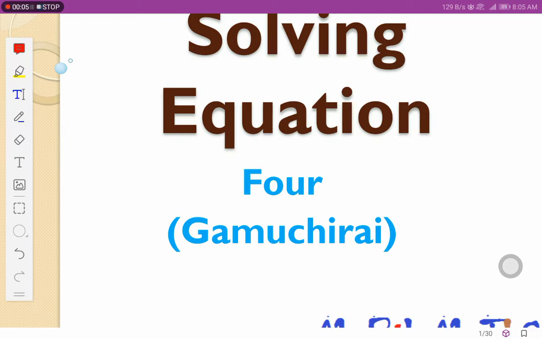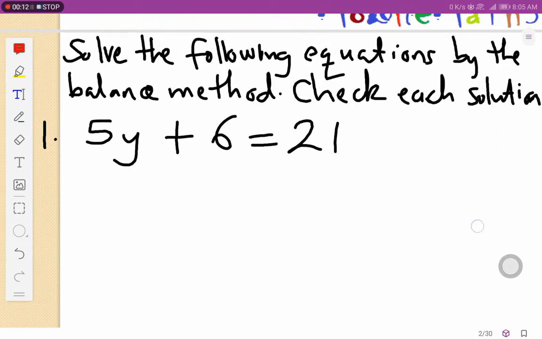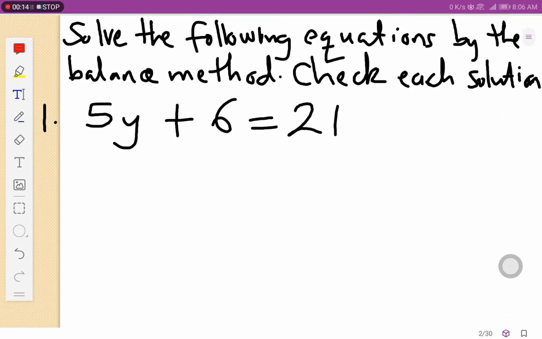Today I want us to look at solving equations. So here we are going to use again the balancing method, and after getting our solution we are going to check for that solution to see if it is satisfying our equation.